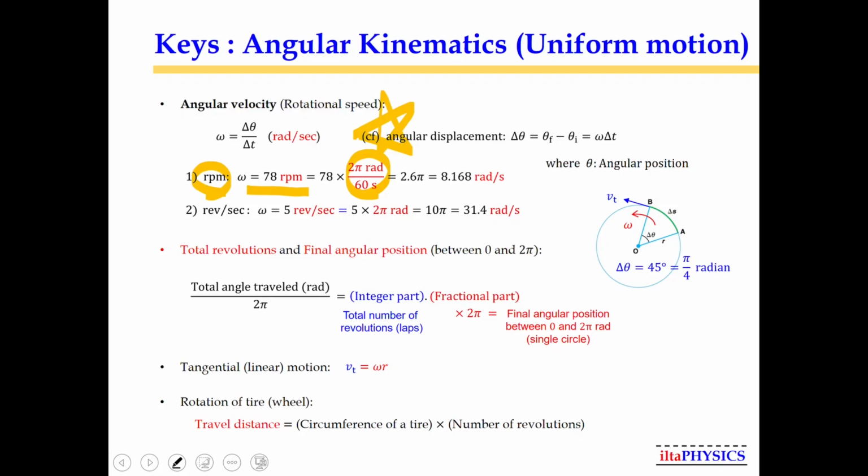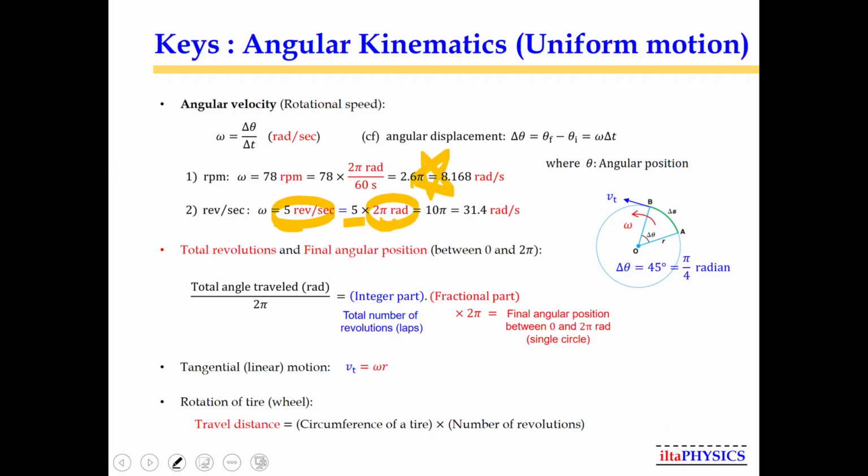For example, if you have 78 RPM, you would calculate 78 times 2 pi divided by 60 seconds. Depending on what the question asks for, you can either leave the answer in terms of pi or multiply it out using 3.14. Another unit often used for rotational speed is revolutions per second. Just like the name suggests, it tells you how many laps the object completes in 1 second. For instance, to convert 5 revolutions per second into radians per second, you simply multiply 5 by 2 pi.